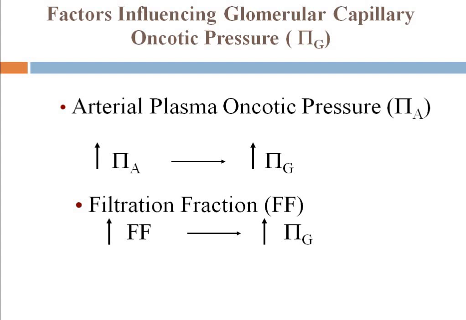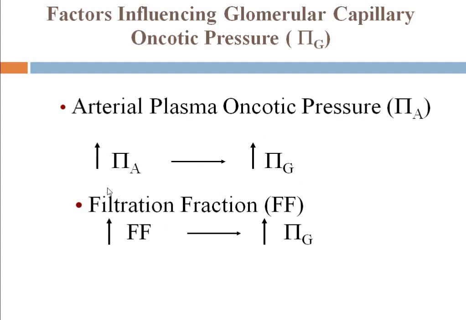Now, what is going to alter glomerular capillary oncotic pressure? First of all, arterial plasma oncotic pressure. If there is more oncotic pressure in the fluid which is coming inside, it is going to increase the oncotic pressure of the glomerulus also, because that is the inflow. If the arteries carrying the blood are high in oncotic pressure, that will increase the oncotic pressure of the glomerulus. That is the direct mechanism.